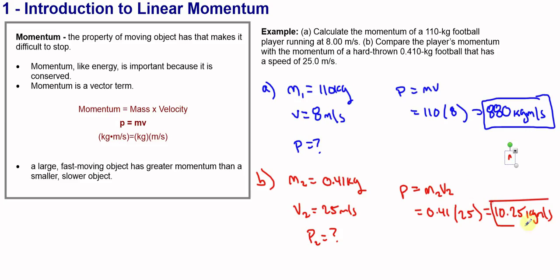So clearly in this example, the football player had a greater momentum than the football itself. That said, I could have had a part C, and this would be ridiculous, but I could have. With what speed must the football be thrown to have the same momentum as the football player? I would have just done the 880 divided by the 0.41. It would have been a ridiculously high speed, something that's a little crazy. My computer is going a little crazy itself.